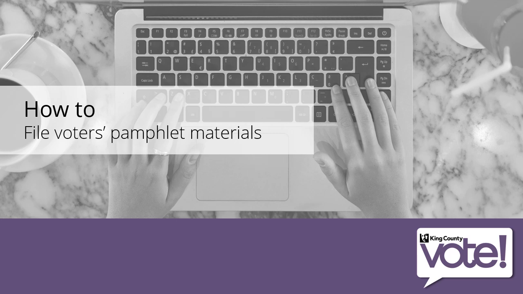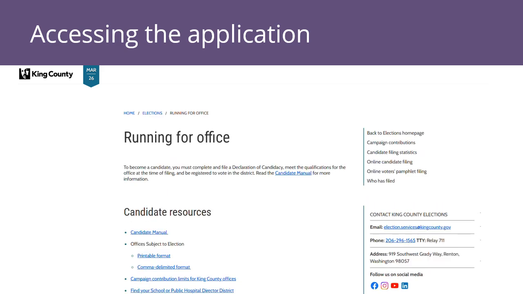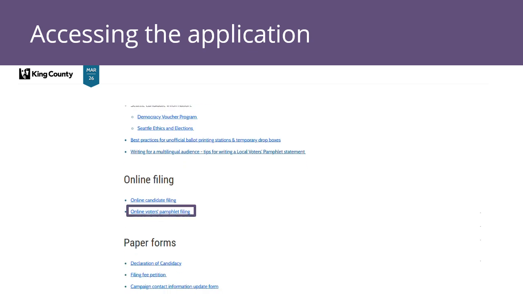This brief tutorial will demonstrate how to file voters pamphlet materials using the online voters pamphlet filing system, including how to access and complete your submission online. To access the online filing system from the King County Elections homepage, click on the For Candidates link on the right side column. This will take you to our Running for Office page. On our Running for Office page, find the online filing section and click on the Online Voters Pamphlet Filing link.